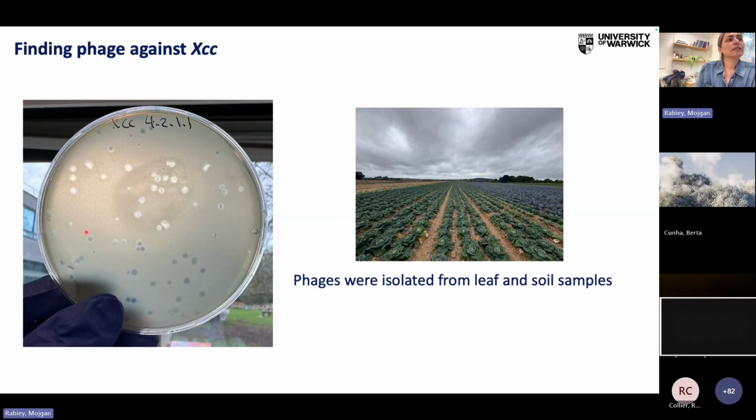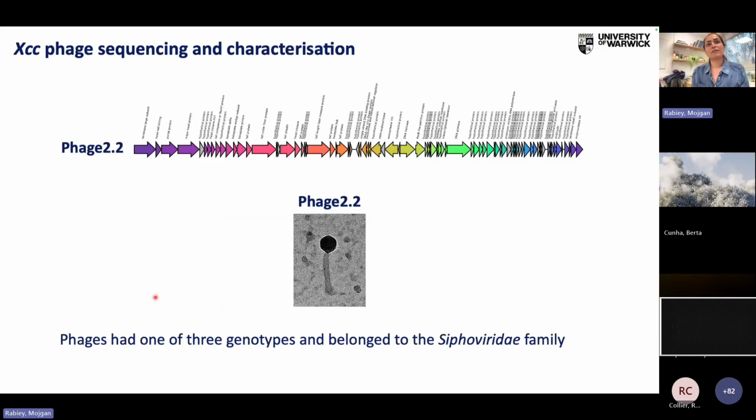Right, so you could see these plaques on the agar plate, and these plaques contain millions of phages, and different sizes and different shapes appear to be different phages as well. So what we do then with these phages, we purify them, and then we do a lot of characterization in the lab. So one of the characterizations we do is genome sequencing.